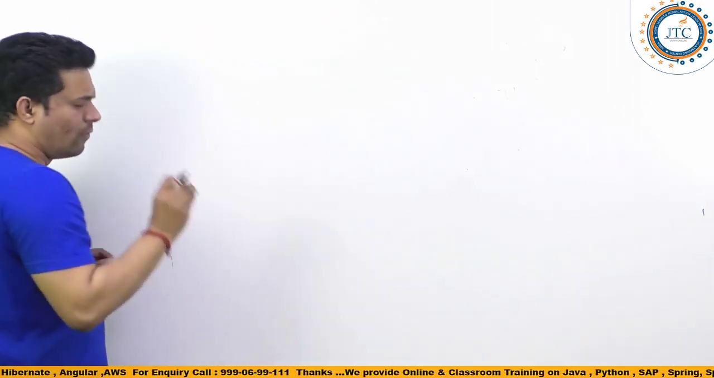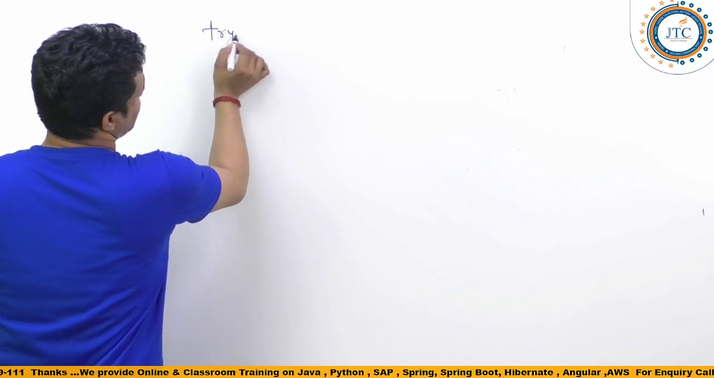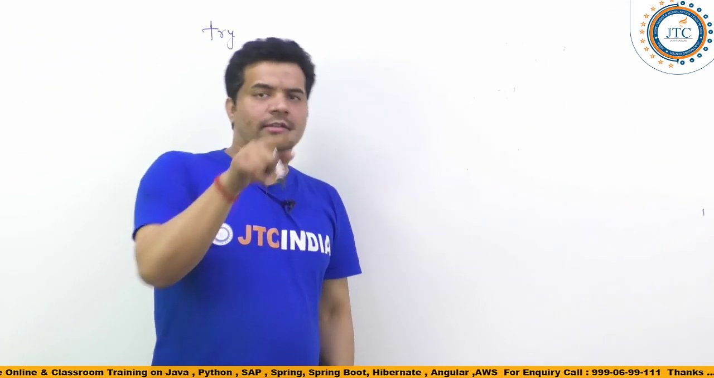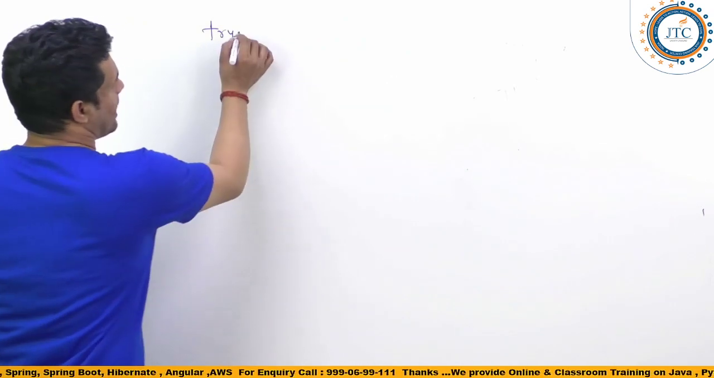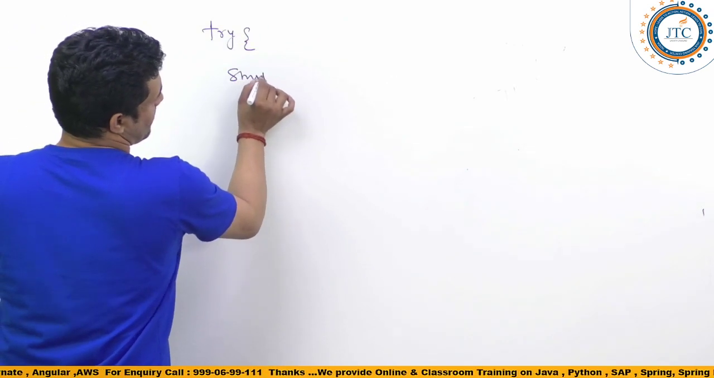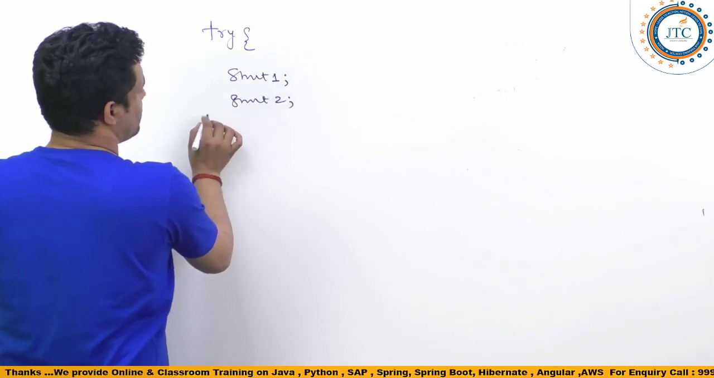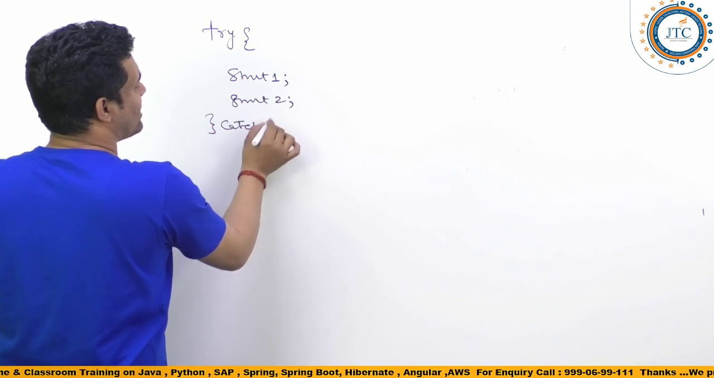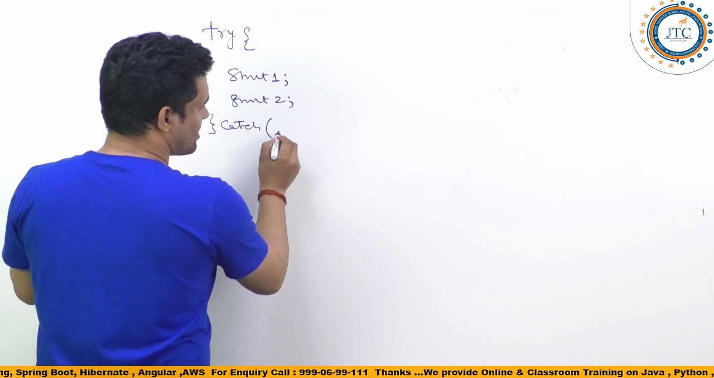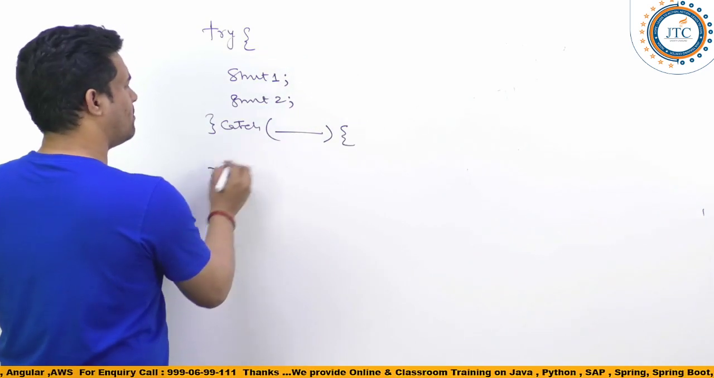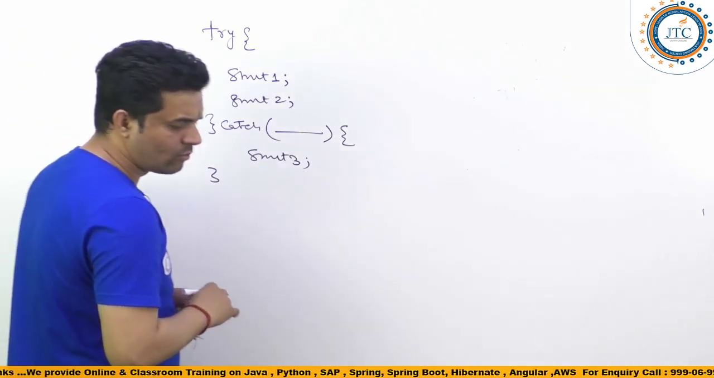See, first, whenever you are writing some program, why is this question coming? So I'm explaining try catch with finally. You write try, some statements, statement 1, statement 2. Catch you are writing, and here some exceptions you will write. Maybe some statement you are again writing. So what is happening?